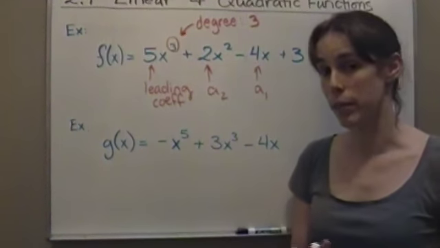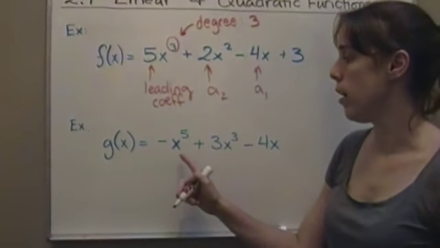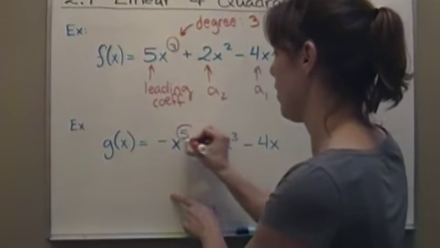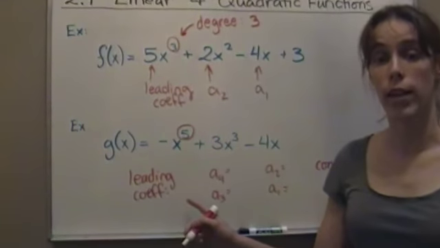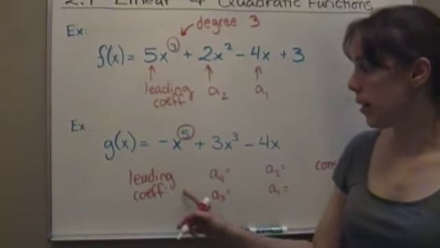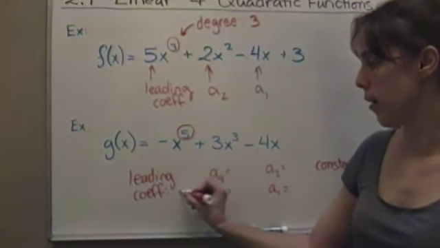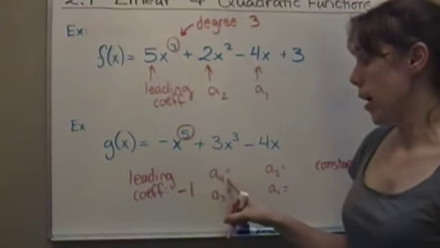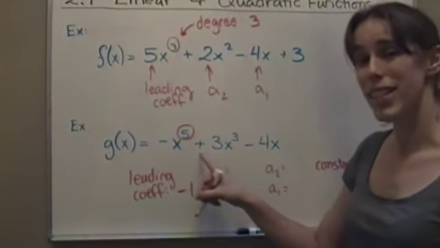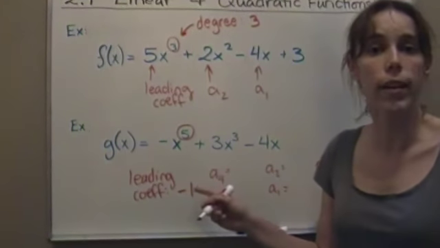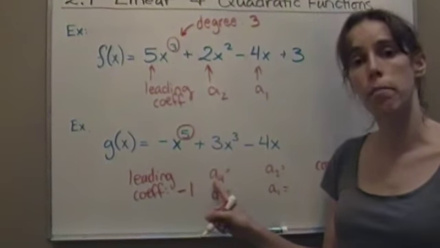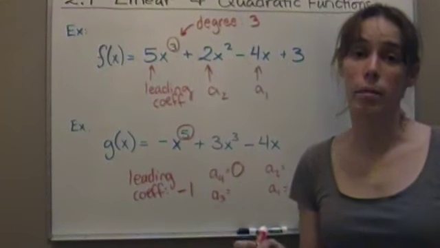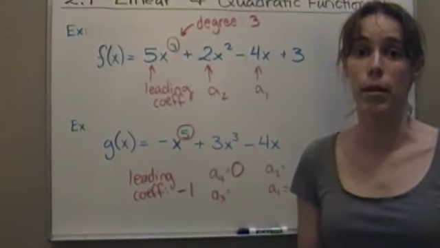Alright, let's look at the second one. We have a degree of 5, right? Alright, so let's look for the other things in here. The leading coefficient, negative 1, right in front of the x to the 5th. A sub 4 doesn't exist. That term's not there, which means that this coefficient must have been 0. Because 0 times x to the 4th would make the term disappear.